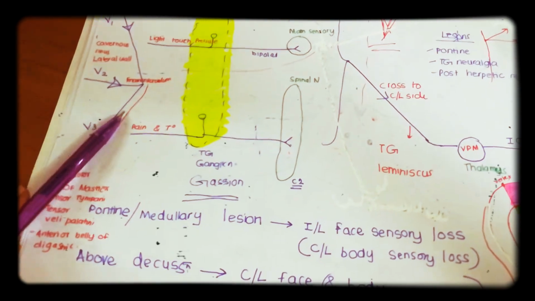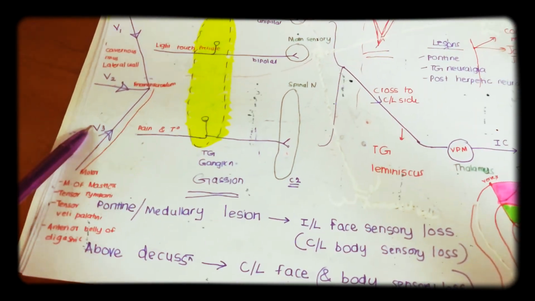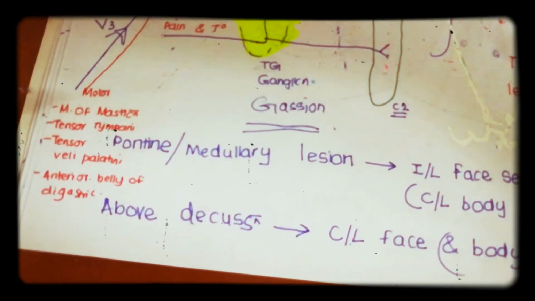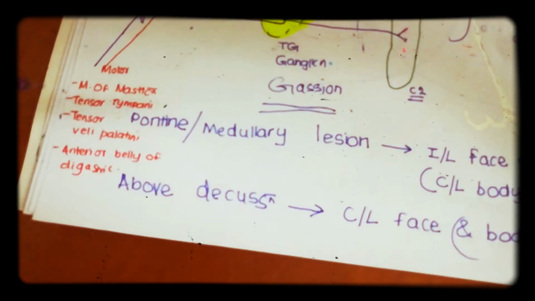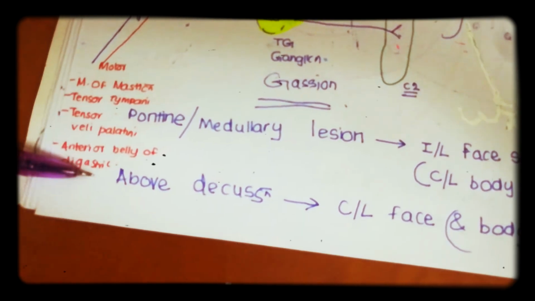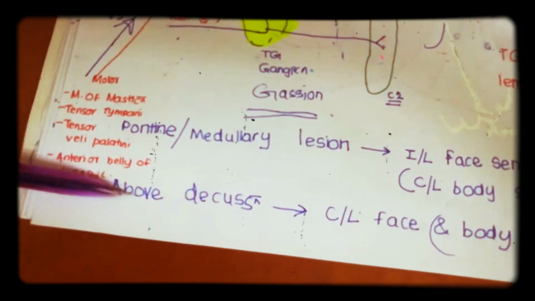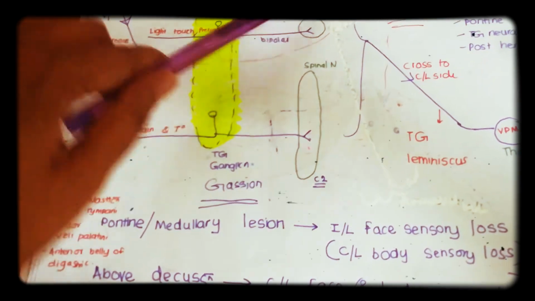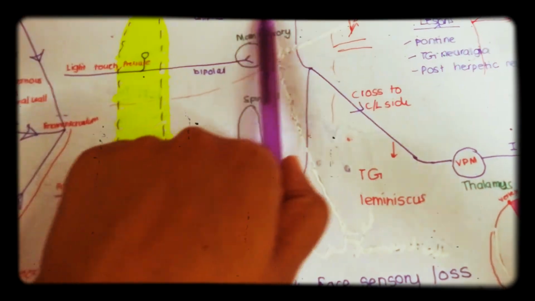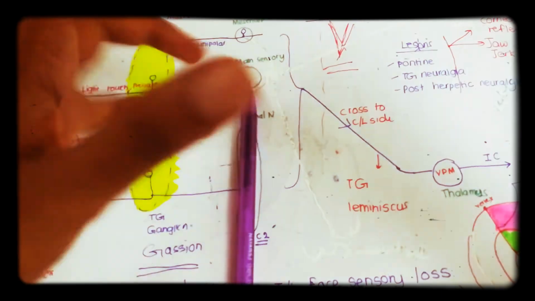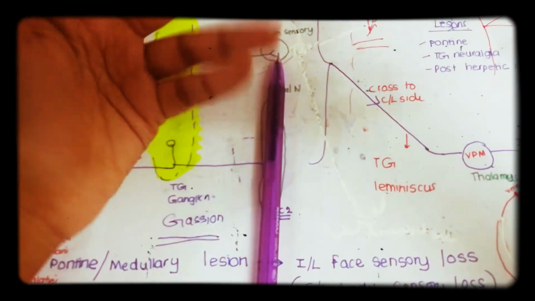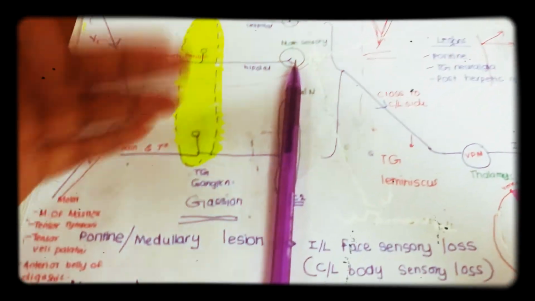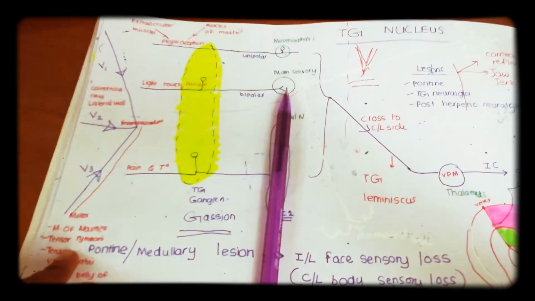Then the motor component. It comes along with the mandibular division of the sensory part. So the motor brings motor components to the muscles of mastication, the tensor tympani, tensor veli palatini, anterior belly of the digastric. So these are the motor supply. Again, the motor nucleus is present a little bit medial to the sensory nucleus, and it gets supply from bilateral motor cortex. So it's the same as a normal motor nucleus. Important thing is you have to know the muscles that it supplies.